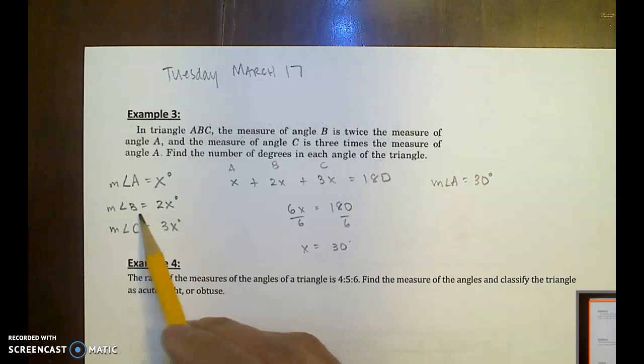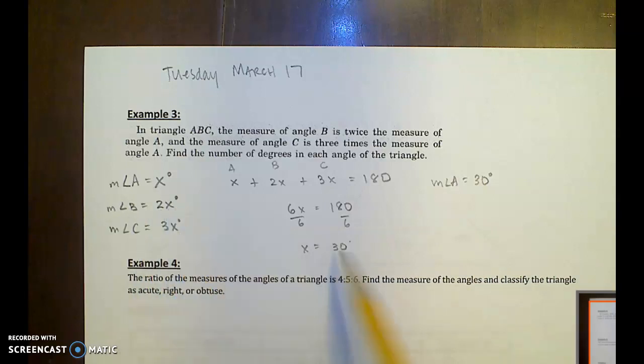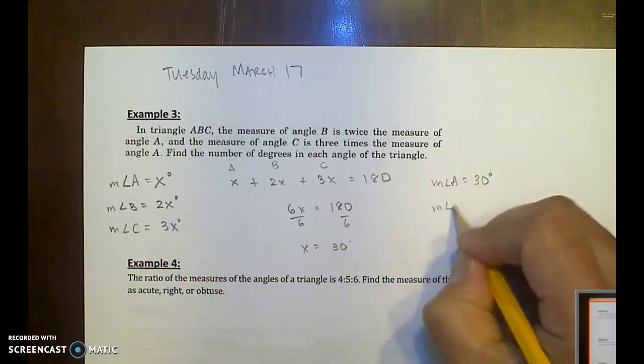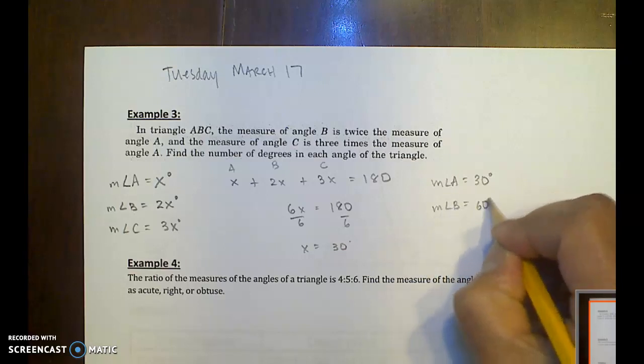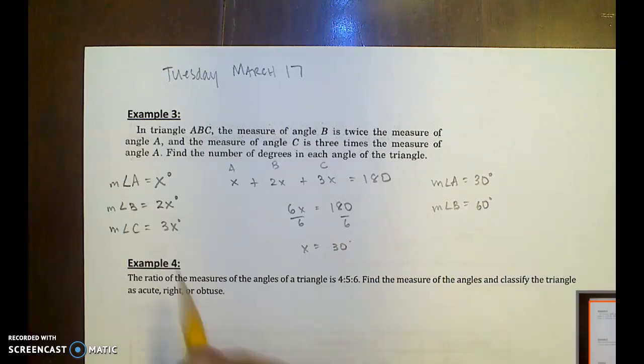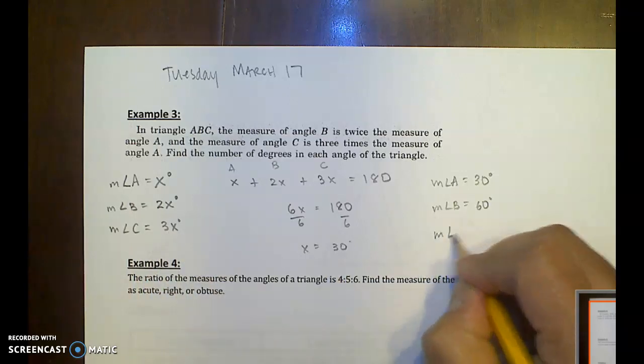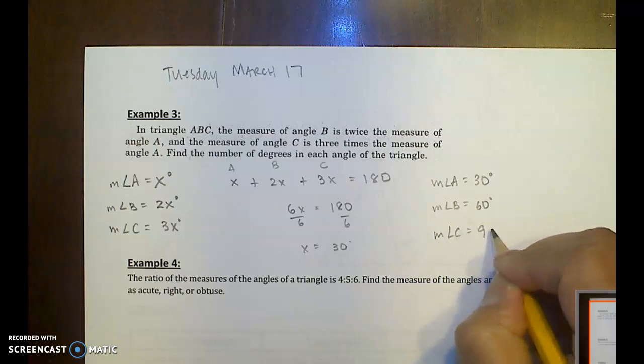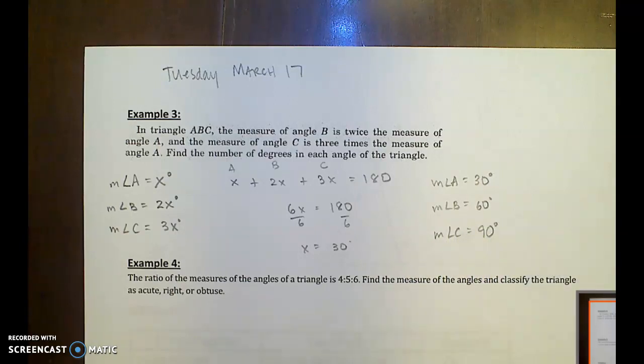The measurement of angle B is 2 times x, and with x being 30, that means the measurement of angle B is equal to 60. Angle C is equal to 3 times x, with x being 30, so the measurement of angle C is equal to 3 times 30, or 90 degrees.